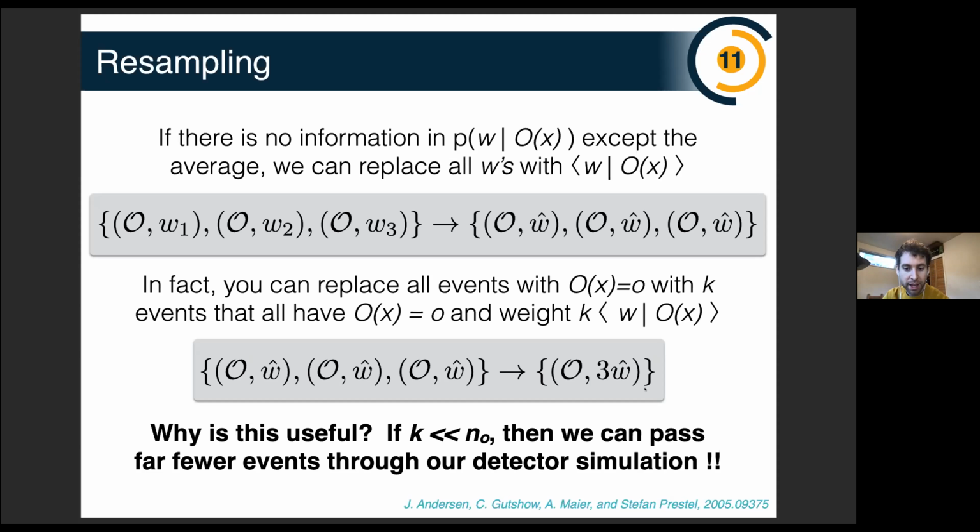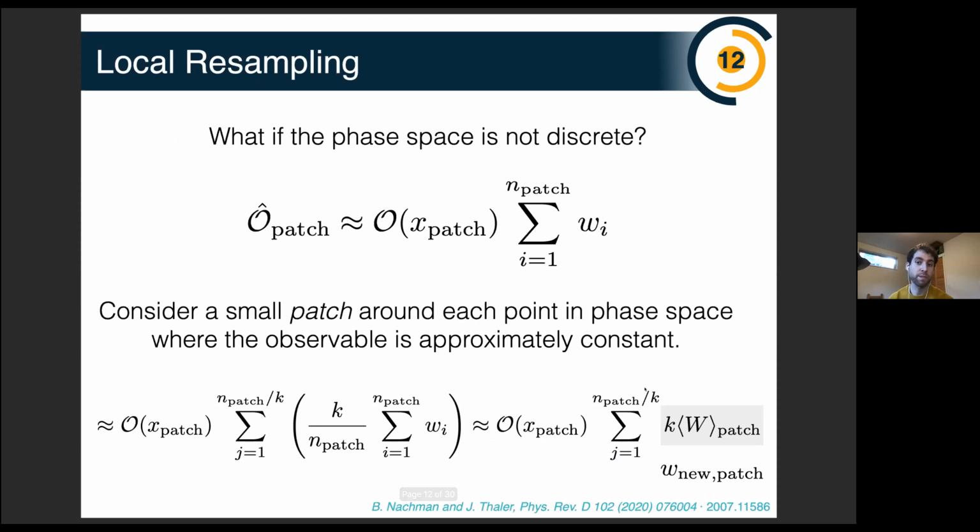Okay. So that's the idea of this resampling. But we don't just care about cases where the phase space is discrete. So what if the phase space is continuous? You can apply basically the same methodology in that case. You can imagine discretizing your phase space with very, very small patches. You look at a particular patch of the observable, where the observable is, let's say, relatively constant.